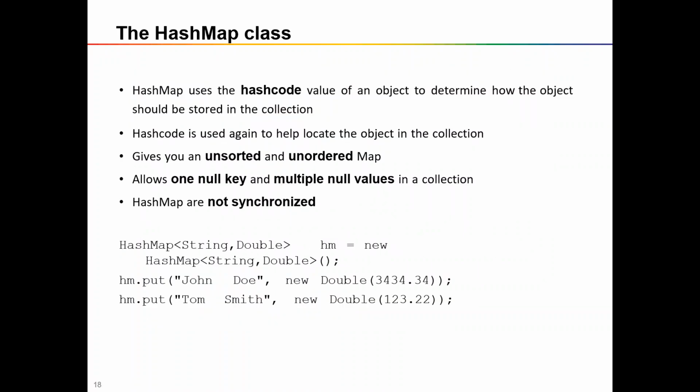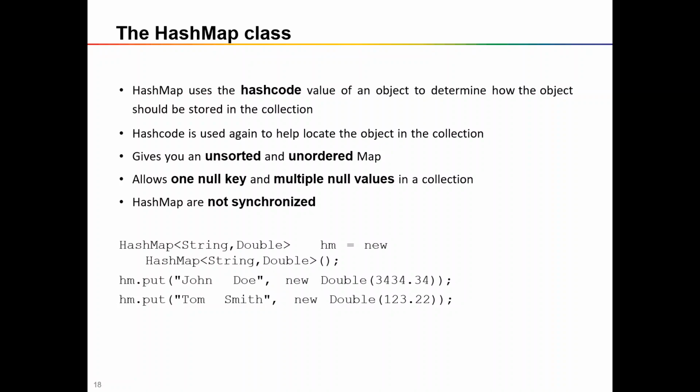So we'll start with hash map. Internally, hash map uses the hashing technique to store your object inside the hash map, and with the help of hash code you can locate it. And hash map is unsorted as well as unordered. Whenever there is a hashing technique, it is always unordered and unsorted.